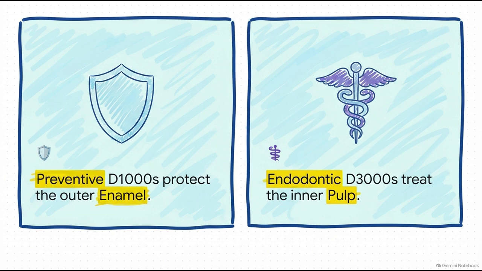However, if that decay goes all the way down into the innermost vascular core, the pulp, the dentist has to perform endodontic treatment, like a root canal. And for treatments of the dental pulp, your codes completely shift over to the D3000 to D3999 series. If you don't know the difference between the enamel and the pulp, there's no way you'll know the difference between a D1000 preventative cleaning and a D3000 endodontic surgery. For us, anatomy is everything.